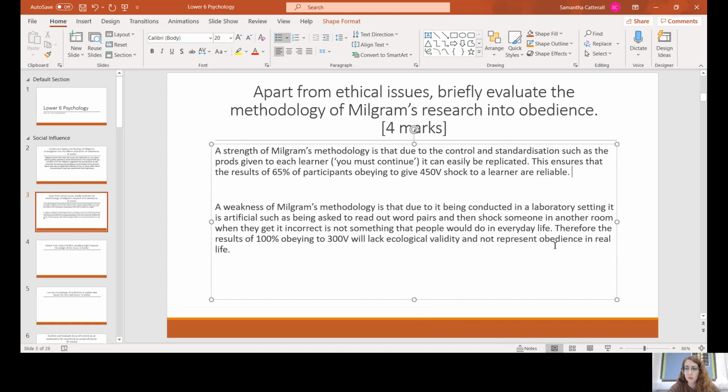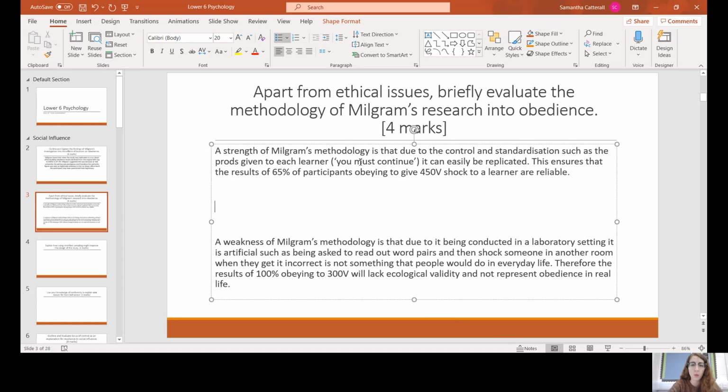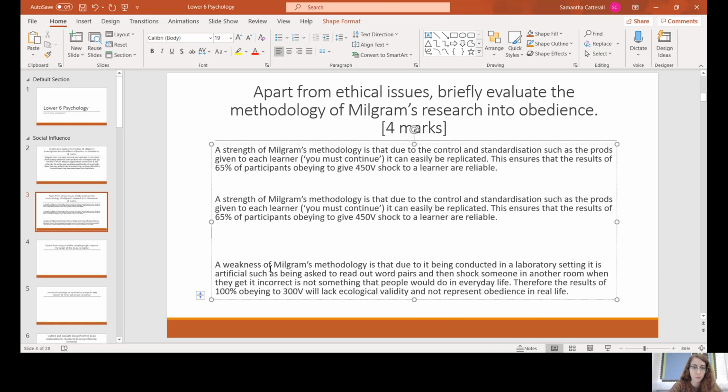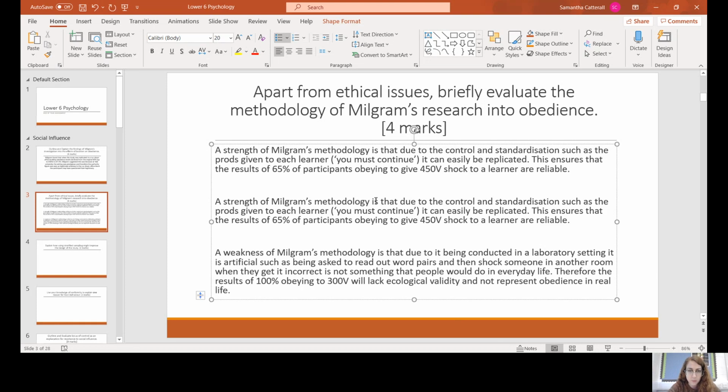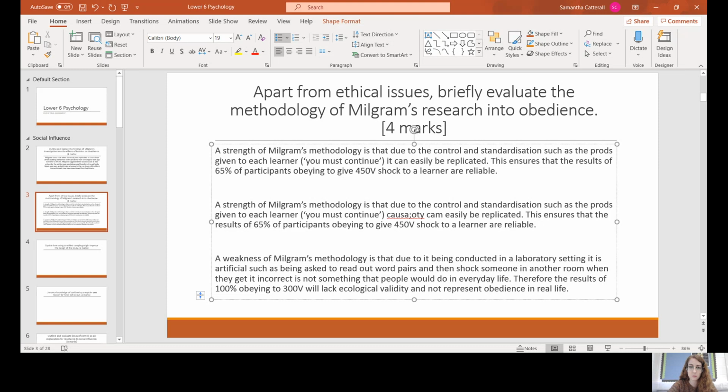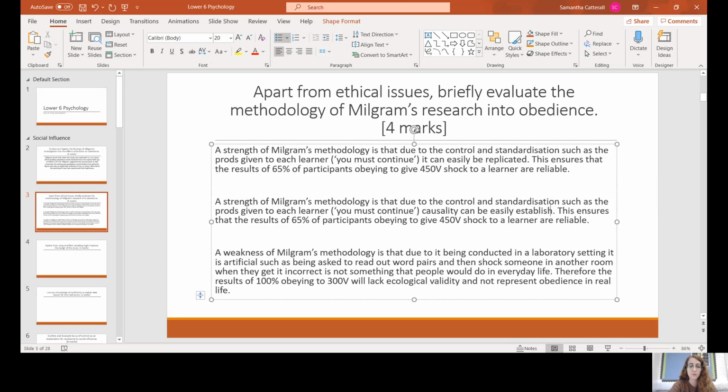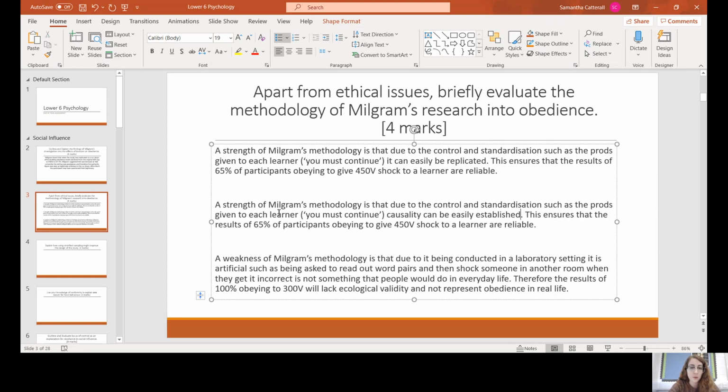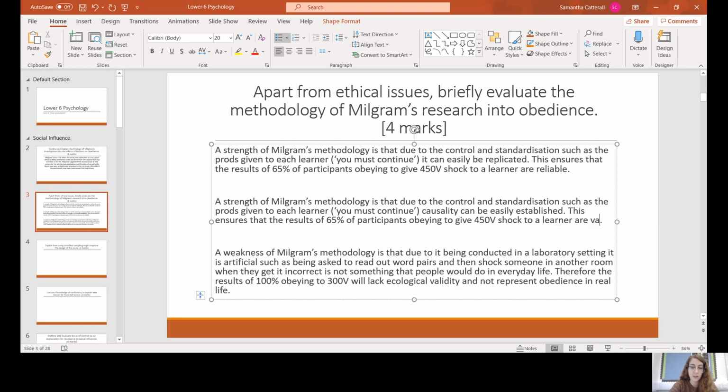In fact, what I'll do is I'll just do the strength for the control one, because a lot of people do put that one. I'll just copy and paste it and show you where you can briefly change it, and then it'll be appropriate for control. So a strength of Milgram's methodology is that due to the control and standardization, causality can be easily established. This ensures that the results are valid.